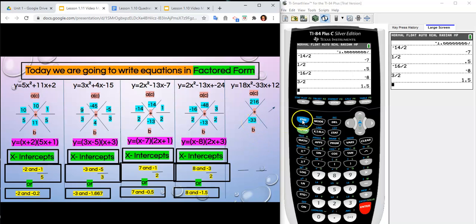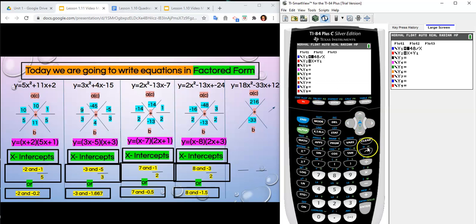Okay, so we're going to go to our calculator into our y equals. We can clear out the first one, but leave the second one in there. It saves you time.